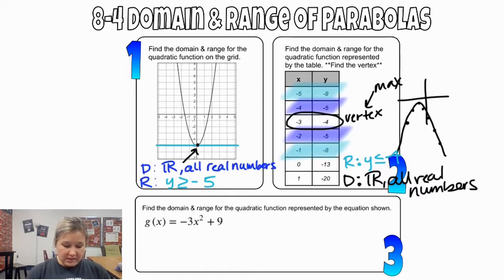And then the last one, it wants you to find the domain and range represented by this quadratic function. You'll want to graph that on your graphing calculator and then go back and look and see if it is a maximum or a minimum, and then base your range off of that.